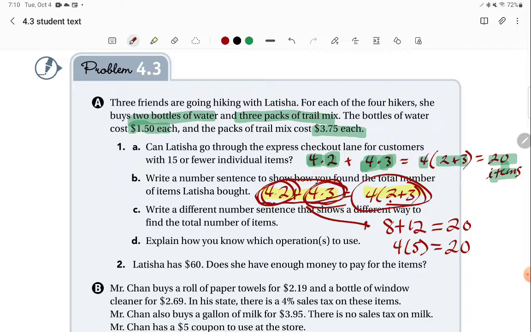And then in part 2, Letitia has $60. Does she have enough money to pay for this? So depending on how you went through and solved this for 4 people, remember that's 4 people. Each person gets 2 bottles of water, which is $1.50.